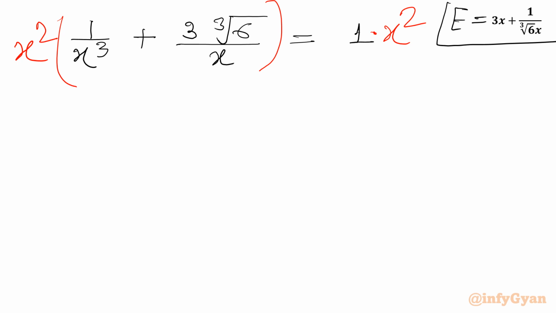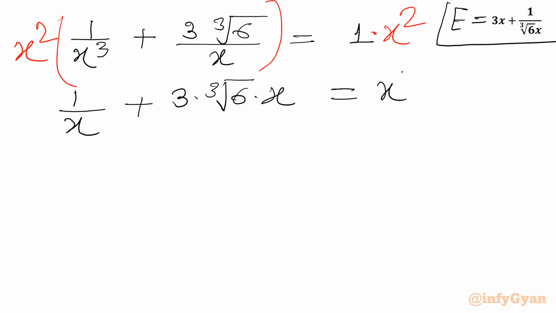So the LHS will come out: x square times 1 over x cube, I can write as 1 over x, plus x square times 3 times cube root 6 over x. So I can write 3 times cube root 6 times x, and the right hand side will be x square. It is still not matching.